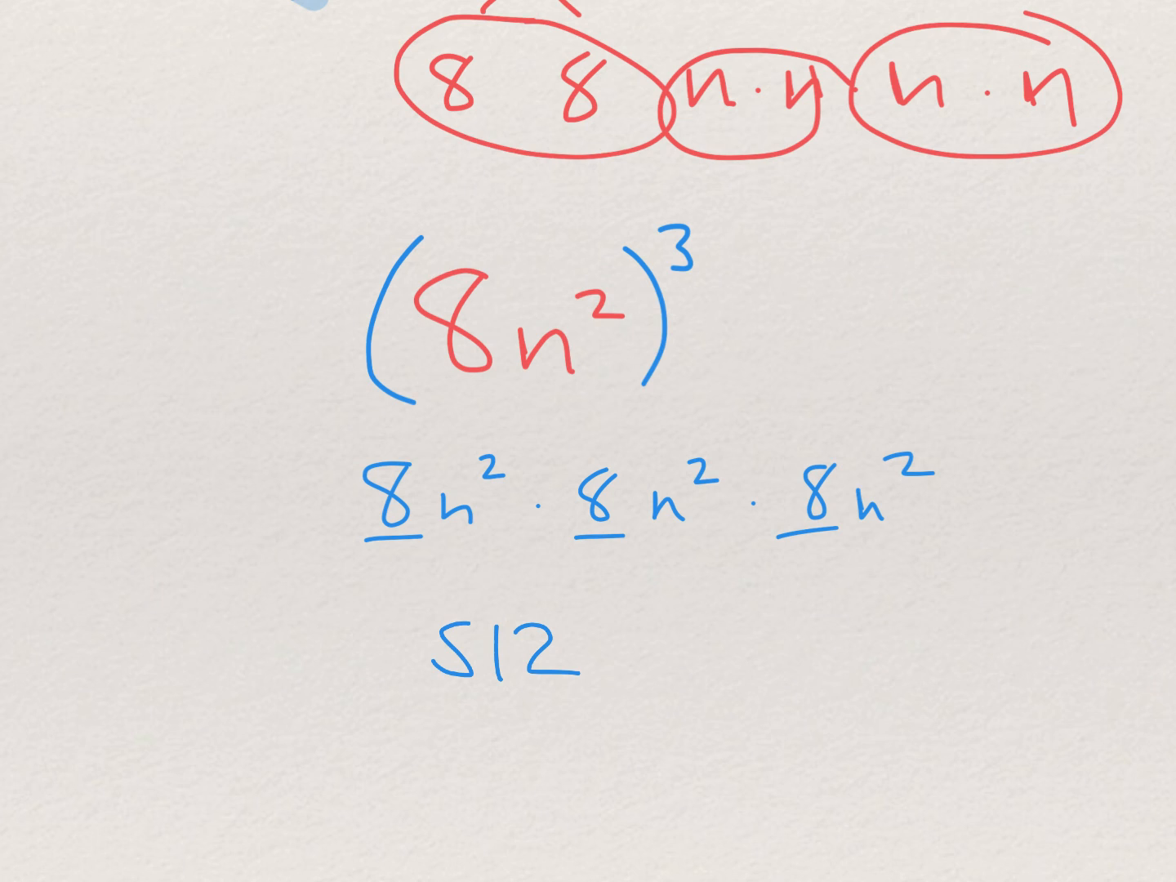And then how many n's do I have here? Not 3. Because remember, n squared is n times n, and then n times n, and then n times n. So how many do I have total? 6. So n to the 6th power. That's my answer.